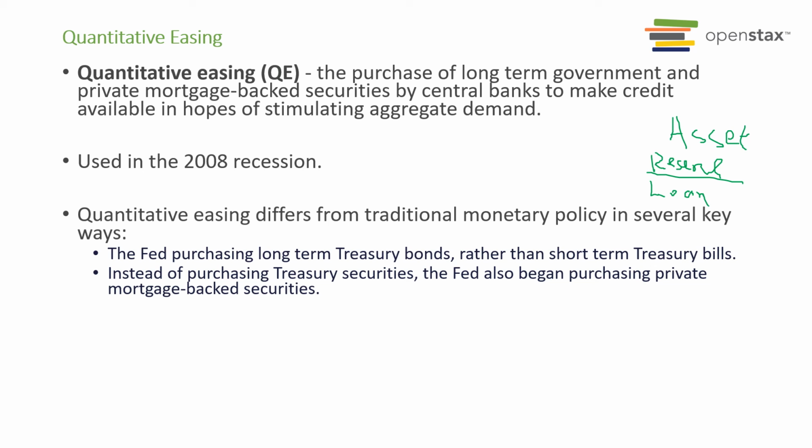So if the banks are able to sell some of the loans to the Federal Reserve, and in return get more reserve back, there will be more lending available. And that's called quantitative easing.